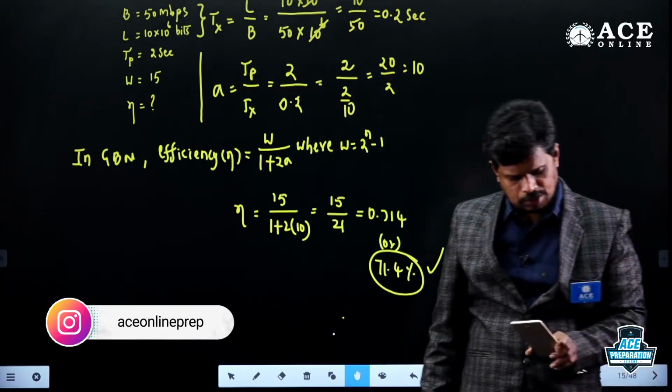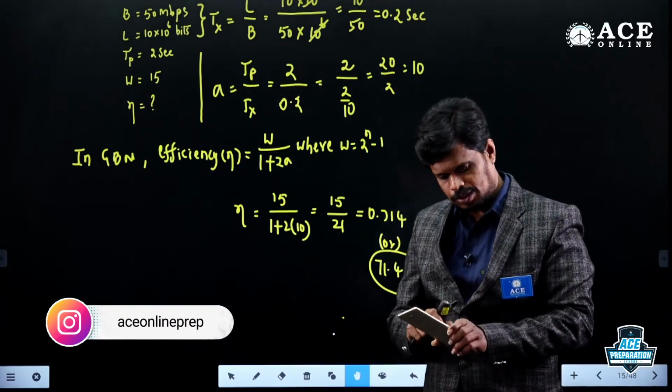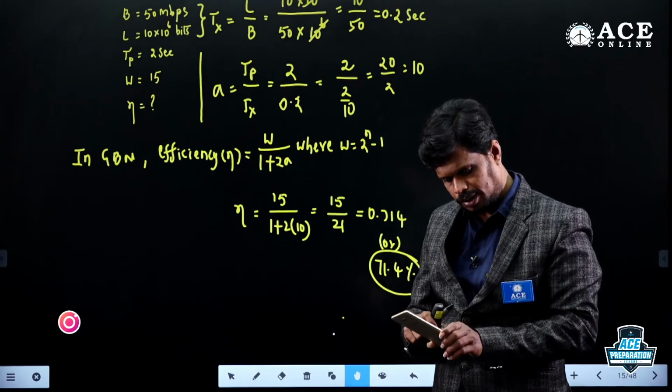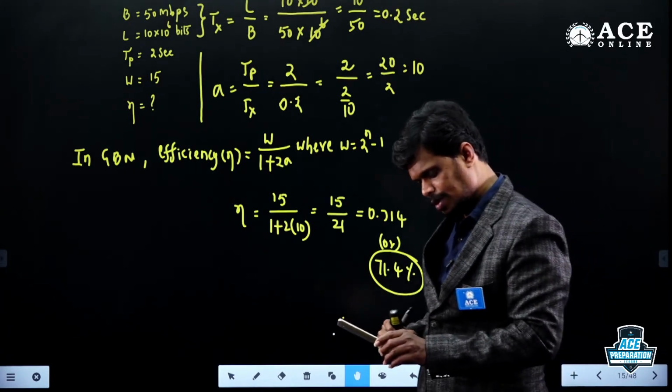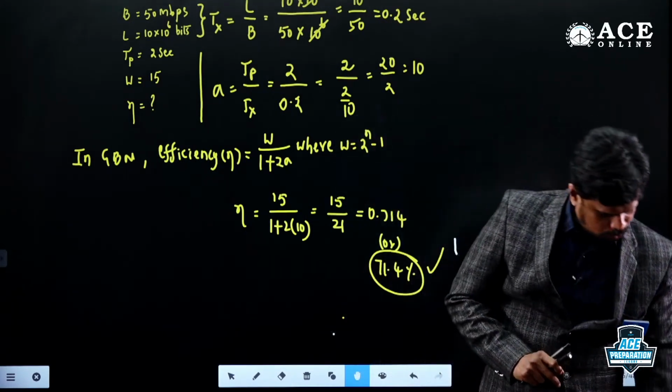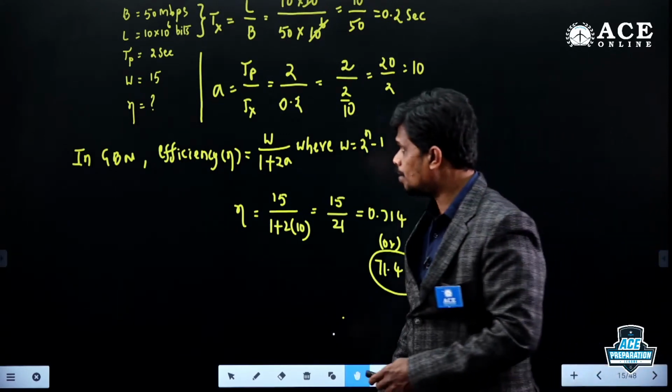Yes, Nishu has given 71, Sanjay has given 71, Shreya has given 71. Very good. Leena gave 71. Very good. Right, so let's move to the next question.